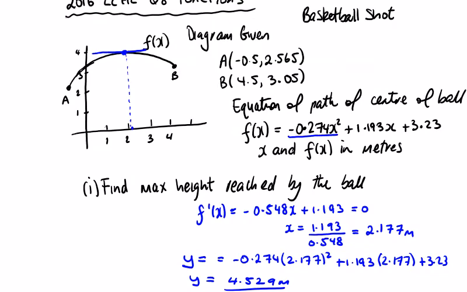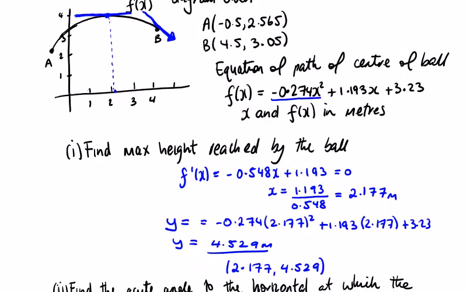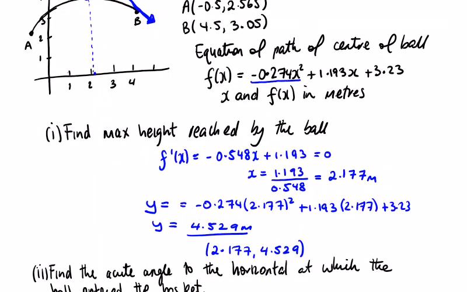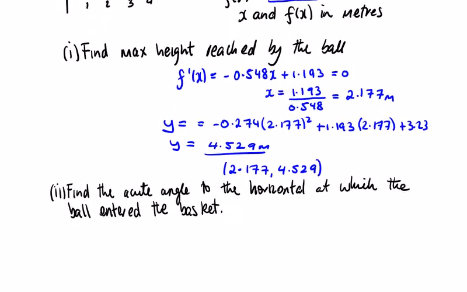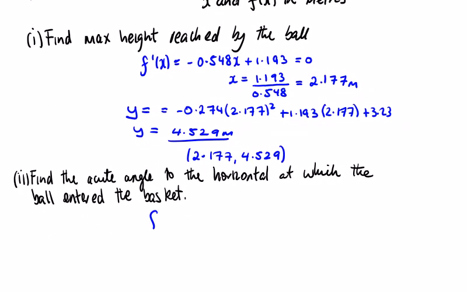Again, we know the tangent is the slope, so we're looking for the slope at this point. Here's the ball entering the basket. So what do we get for x? Well, we have it at B, x is 4.5, so we just need to put 4.5 into the differentiated function. So f prime of 4.5 will give us the tan of the angle.